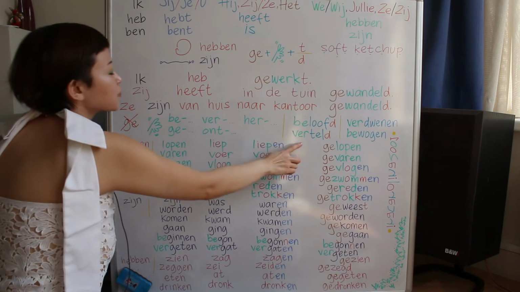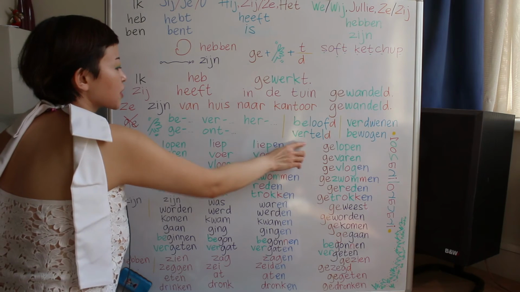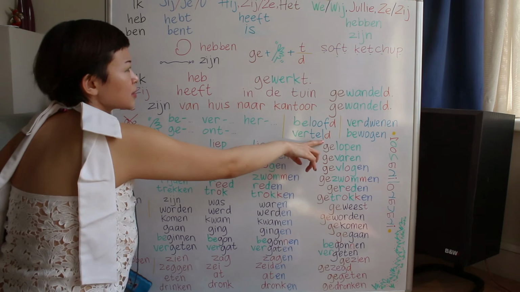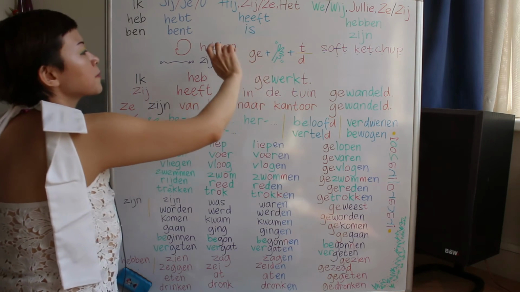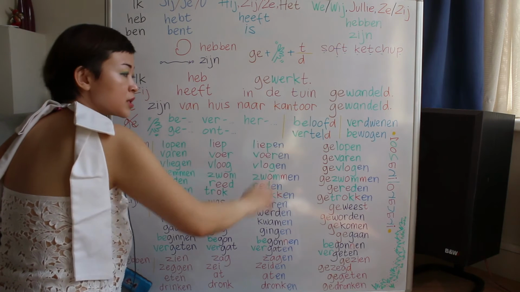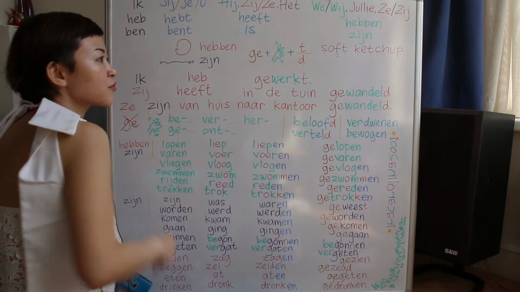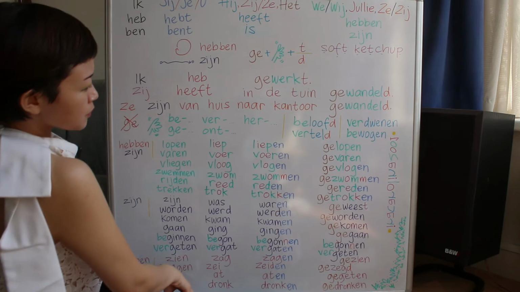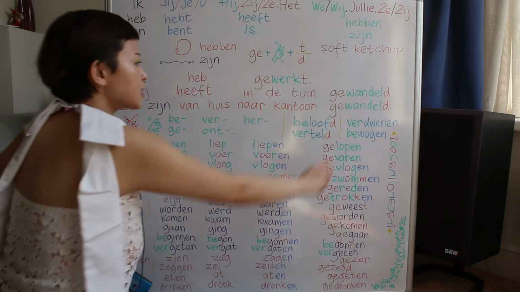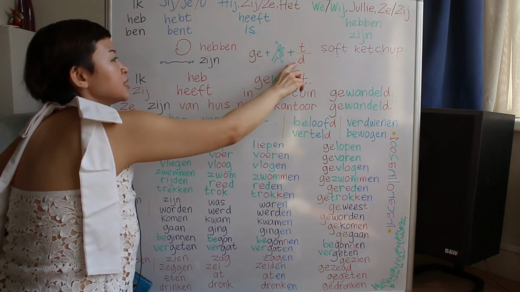Verteld, told, it started with ver. This is easy because there's no L in the soft ketchup. That's why we put the D. This is regular. And in Dutch, similar with English, we have irregular. That we will learn about here. This is the irregular one, because this is the regular with T or D.